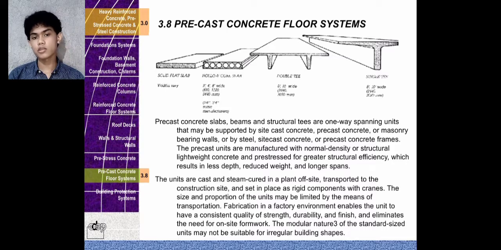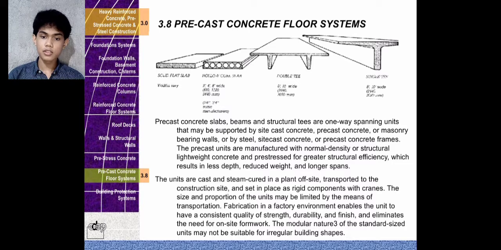The precast concrete floor systems, from the word precast, these concrete floor systems are already fabricated in factories and not on site. Precast concrete slabs, beams, and structural tees are one-way spanning units that may be supported by site-cast concrete, precast concrete, or masonry bearing walls, or by steel, site-cast concrete, or precast concrete frames. The precast units are manufactured with normal density or structural lightweight concrete and pre-stressed for greater structural efficiency, which results in less depth, reduced weight, and longer spans.